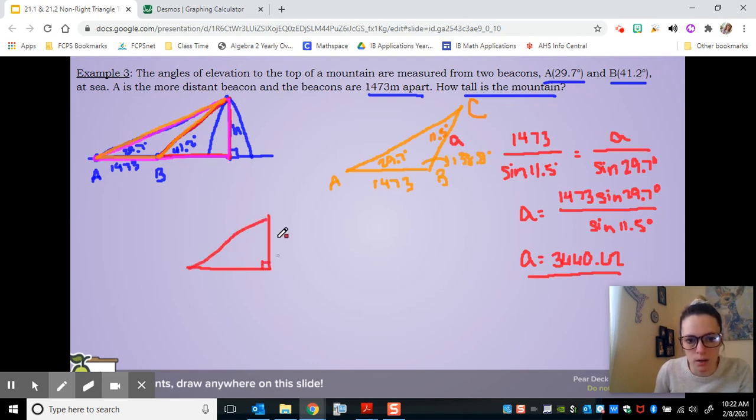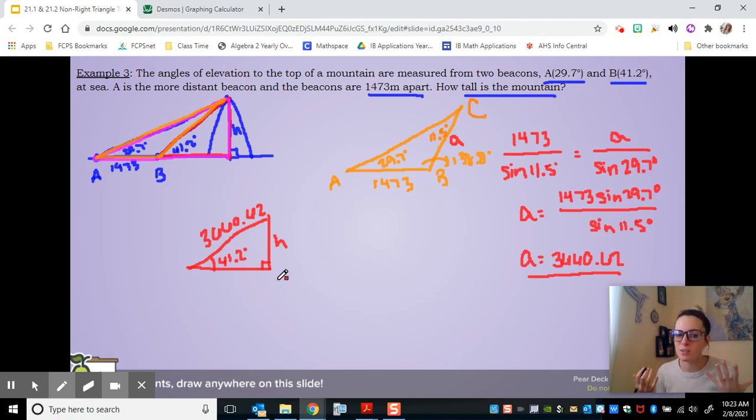I know this is my height, and that's what I'm looking for, so that's why I can stick that 90-degree angle in there. I now know that this distance is 3,660. And I know that this angle down here was that original angle given to me from beacon B, which was 41.2.